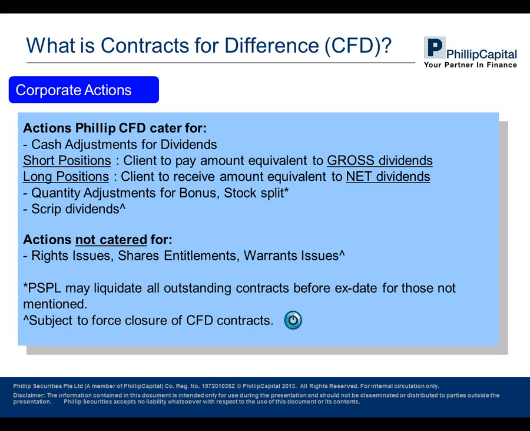Corporate actions. We cater for cash adjustments, but please know that if you're in a short position, you have to pay the gross dividends. Whereas if you're in a long position, you'll receive the amount equivalent to net dividends. There will be quantity adjustments for your bonus, stock splits, and scrip dividends. Okay, my slides are slightly outdated, but we do cater for certain rights and warrants issues. So we will be sending out emails to our clients if there is a corporate action, and we would therefore send more details as to how the rights will be filled.